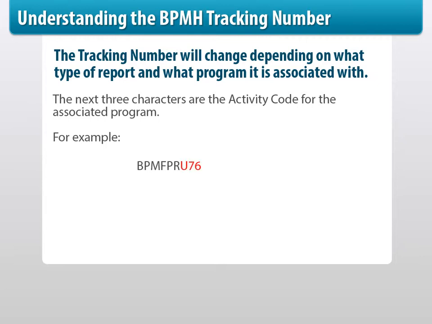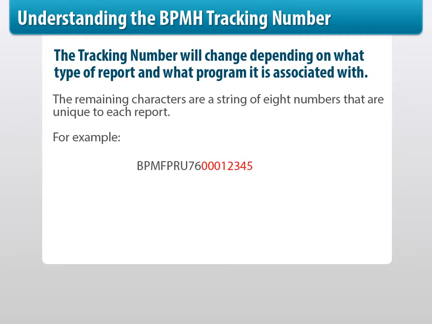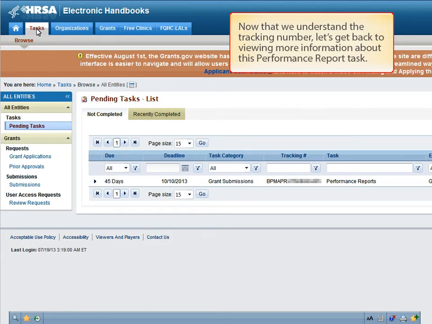For example, U76. The remaining characters are a string of 8 numbers that are unique to each report. For example, 000122345. Now that we understand the tracking number, let's get back to viewing more information about this performance report task.